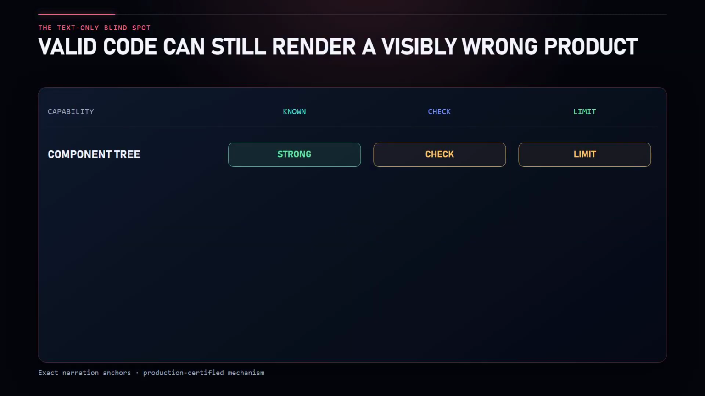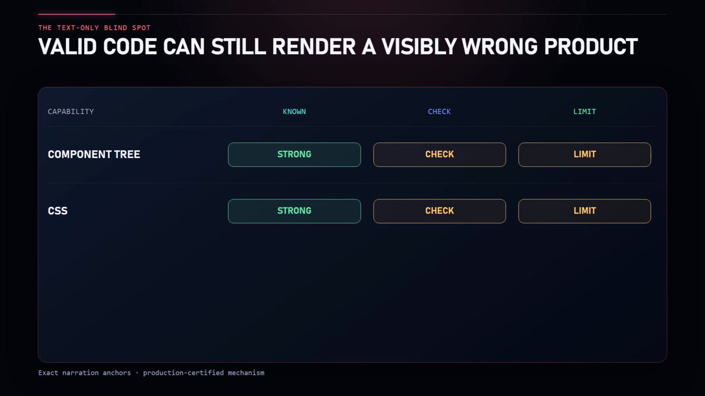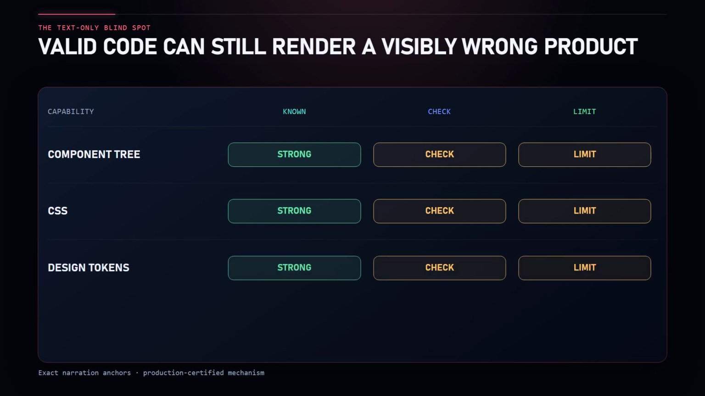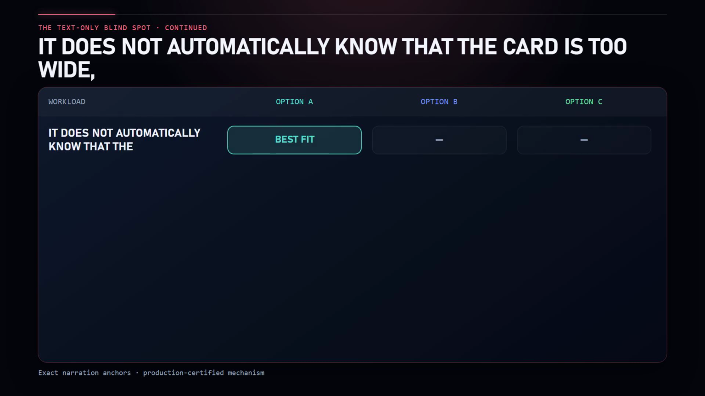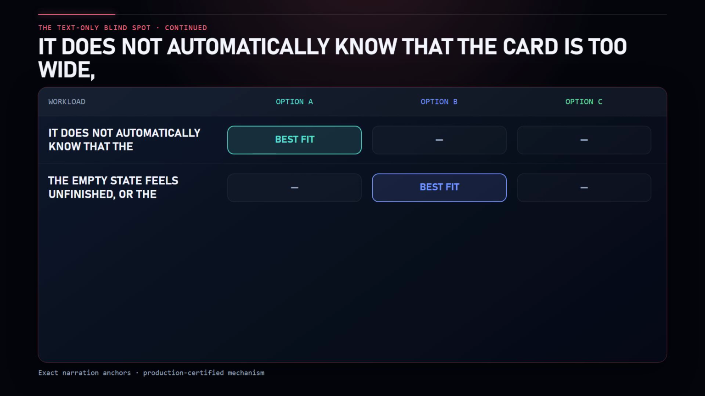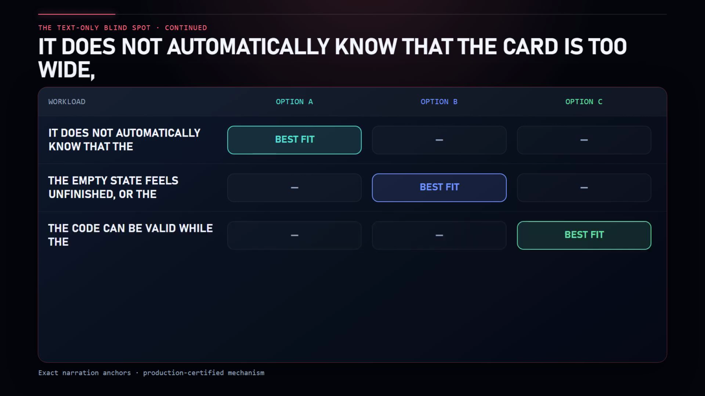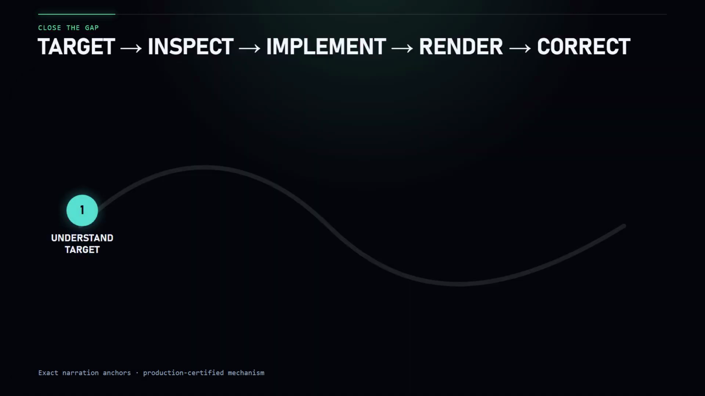A text-only coding model works from an incomplete map. It can read the component tree, the CSS, the design tokens, and perhaps a written specification. But after the browser renders the page, the model may not see the real result. It does not automatically know that the card is too wide, the heading wraps badly, the empty state feels unfinished, or the mobile layout has collapsed. The code can be valid while the product is visibly wrong. A visual coding agent can close that gap.